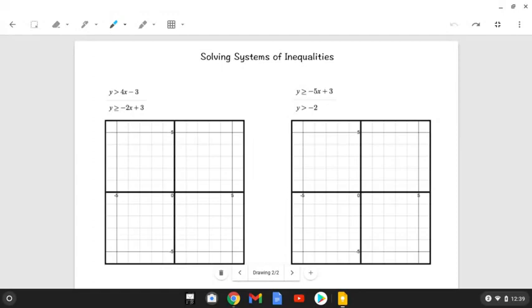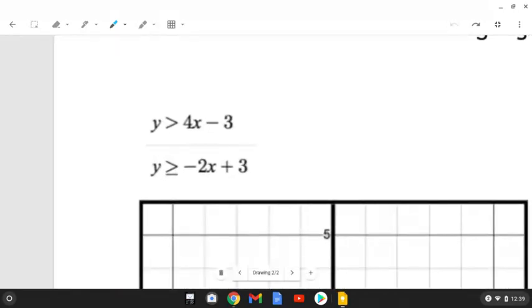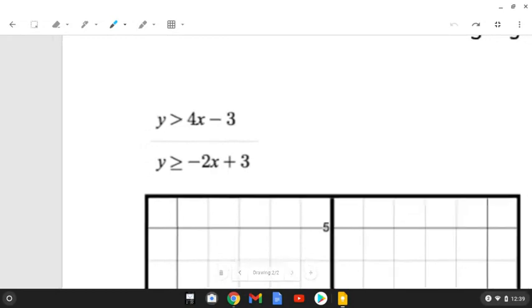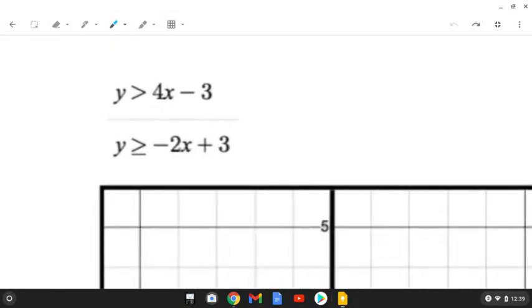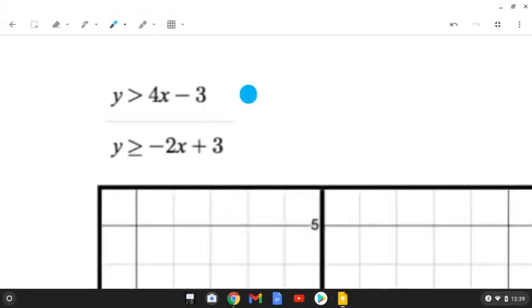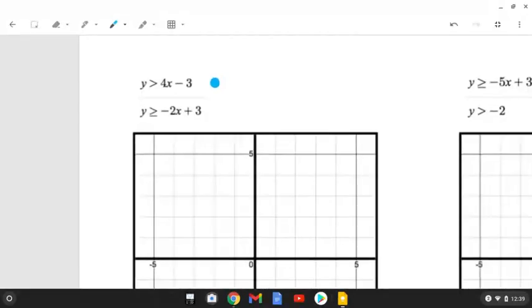So very similar to the system of equations, you'll notice you have two inequalities for every one of these problems. You have already learned and mastered graphing these inequalities. So the first thing you're going to want to do is to graph both of these inequalities. So let's start with this first one here. This y is greater than 4x minus 3.